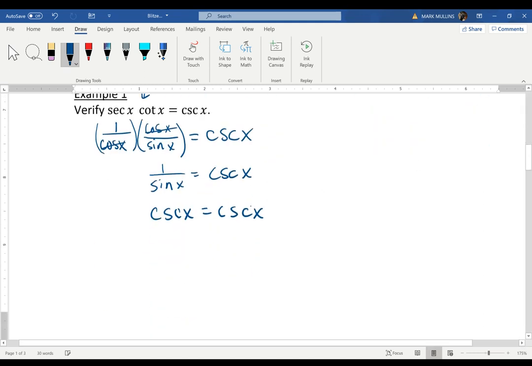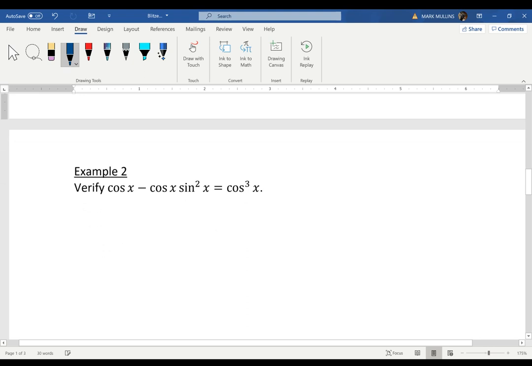It might be interesting. So here's our second example. Again, we want to work on only the more complicated side. We don't want to work on the other side at all. We can't cross the equal sign. I can't just divide both sides by cosine of x or something. So I'm going to work on the left again, and I'm going to factor out cosine x because I see both of these have a cosine x.